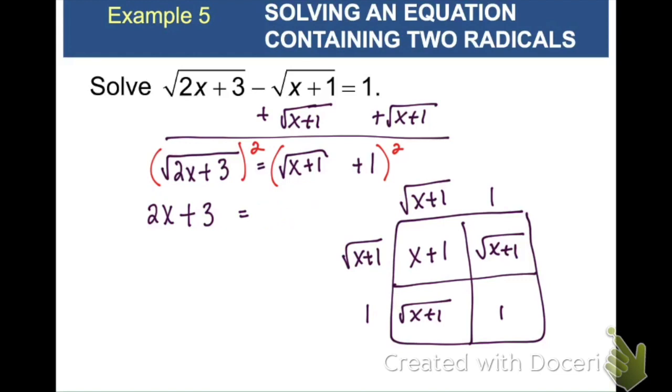Okay, so now let's look inside of the box here. I have a few like terms. First of all, x is a term just by itself, so we're going to put x by itself. And then we're going to have these ones that we can combine to make 2. So x plus 2 is what we have so far. These two terms look the same, so I'm going to add them together and I get 2 square root of x plus 1.